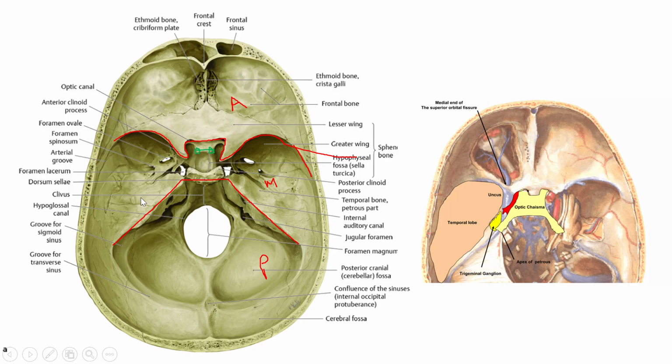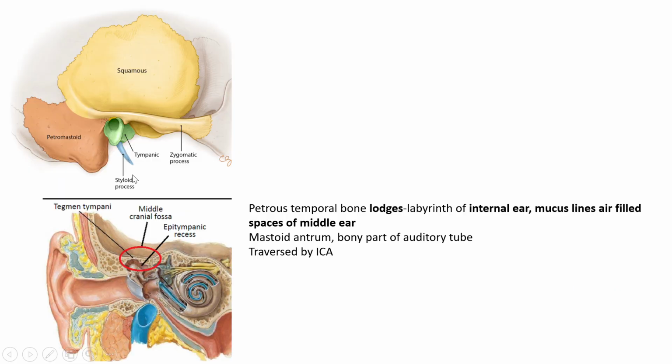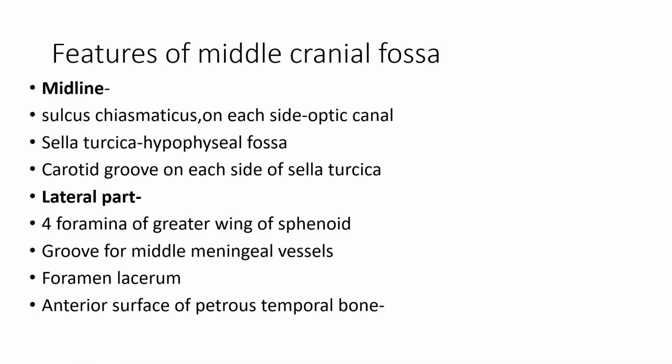Before that, we will see that in the middle cranial fossa, the temporal lobe is being lodged. Here you see the frontal lobe of the brain was being lodged. Here the temporal lobe on either side will be present. Now, in midline features, we have seen the sulcus chiasmaticus, the optic canals, the sella turcica, and the carotid groove on either side.